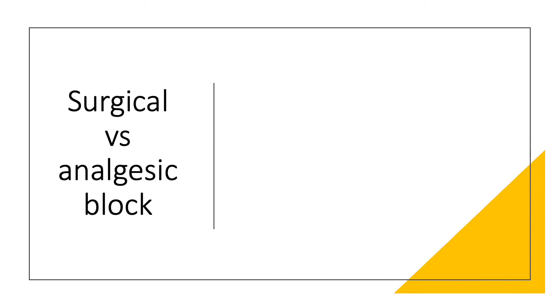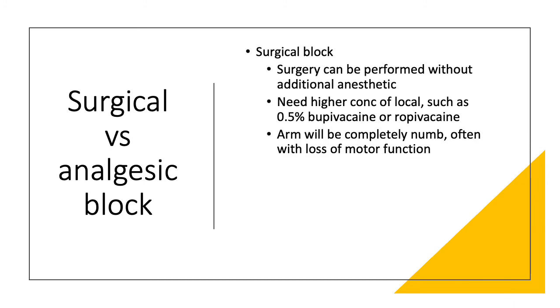Let's talk about a surgical block versus a block for analgesia. For a surgical block, it means that the surgery can be performed without additional anesthetic. Often, though, we still give some IV sedation to keep the patient comfortable. They do not need to be placed under general anesthesia most of the time. To achieve a surgical block, you need a higher concentration of local anesthetic, such as 0.5% bupivacaine or ropivacaine. The arm will be almost completely numb or completely numb, often with loss of motor function.